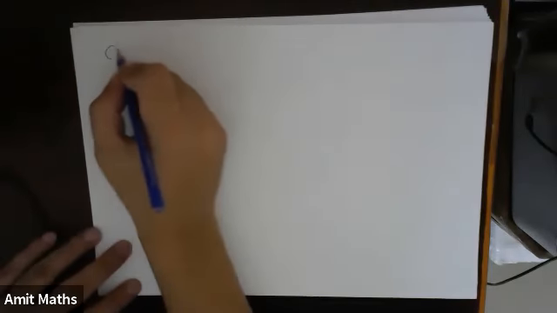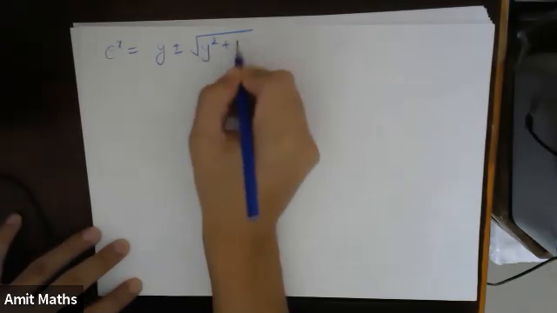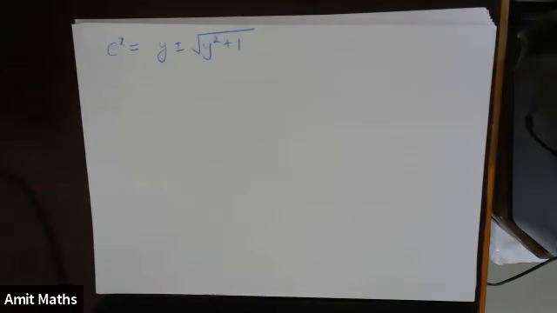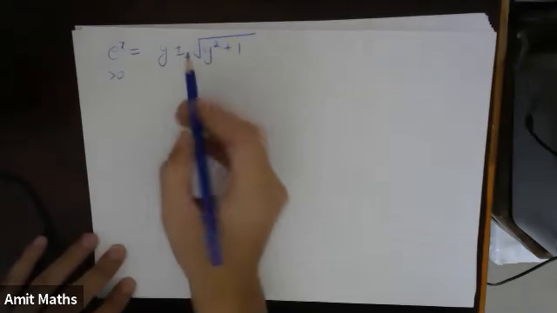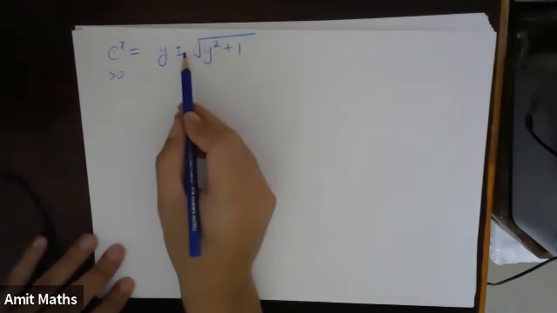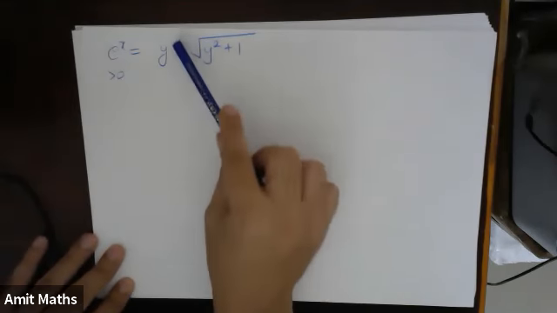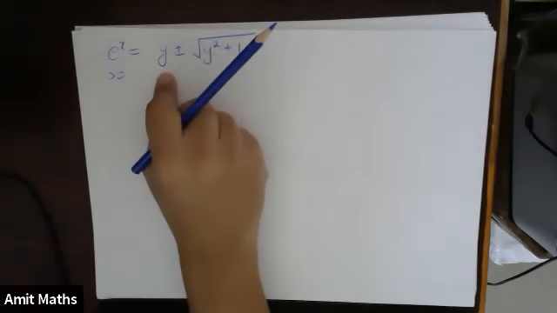So let's see. What we got is e to the power x is equal to y plus minus under the root of y square plus 1. Fine. Now see, e to the power x is always greater than 0. So we have got two roots, y plus this thing and y minus this thing. See, if I take minus, we have under root of y square plus 1, which will always be greater than or equal to y.